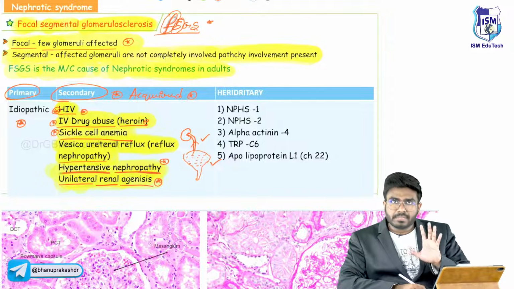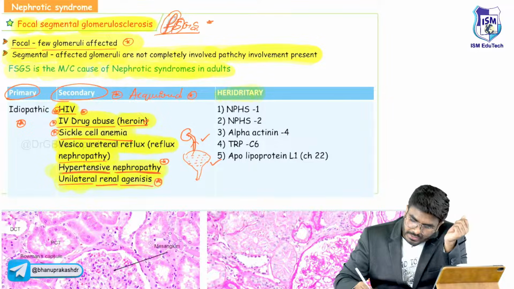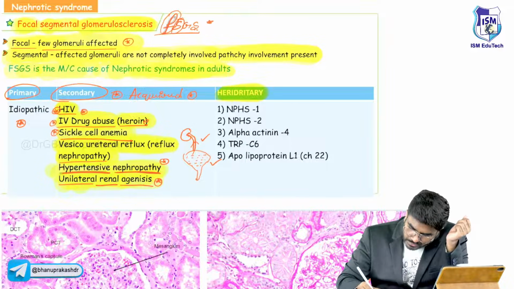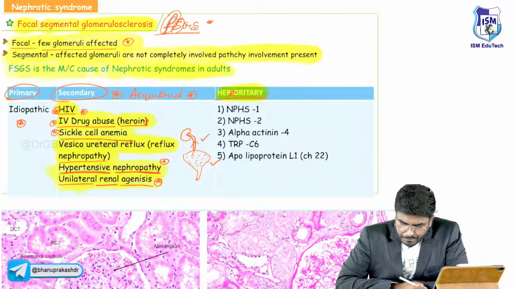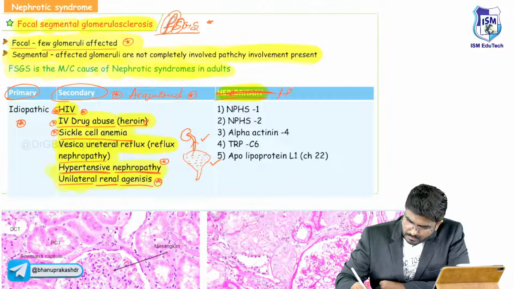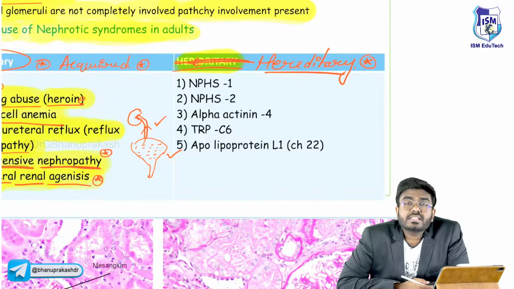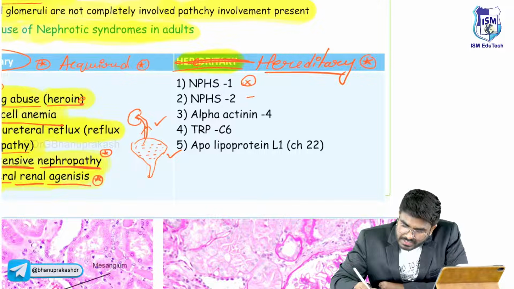Sometimes this focal segmental glomerular sclerosis is hereditary in nature. Hereditary in the sense what? It runs in families because of certain gene mutations: NPHS1 gene mutation, NPHS2 gene mutation.